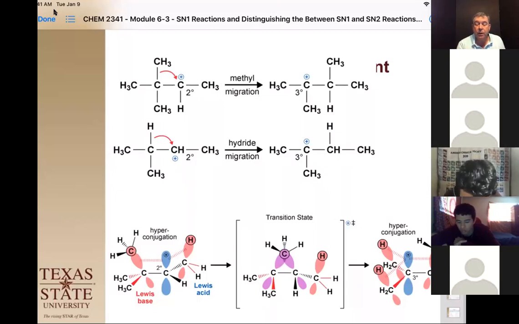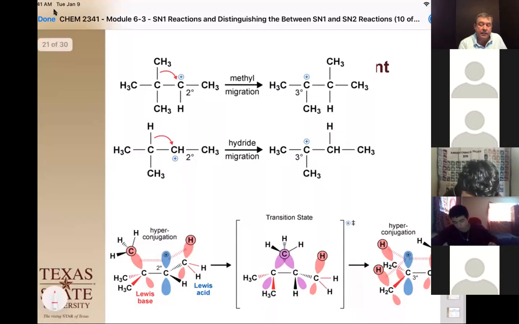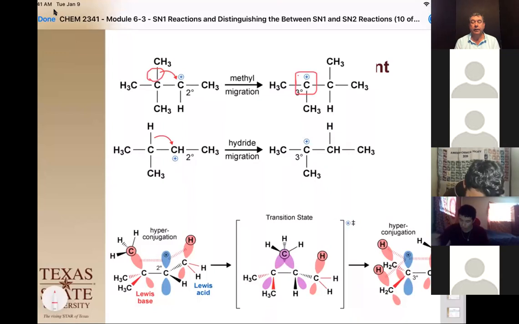Okay, so let's look at the methyl one first. The idea is that both of the electrons in the sigma bond are going to migrate over to the secondary carbocation. And when they do that, the carbon it was on turns into a tertiary carbocation. This only goes from secondary to tertiary. It will never go tertiary to tertiary. It'll never go secondary to secondary. It only goes secondary to tertiary. Okay. So we can move a methyl group that way to give us our tertiary carbocation.